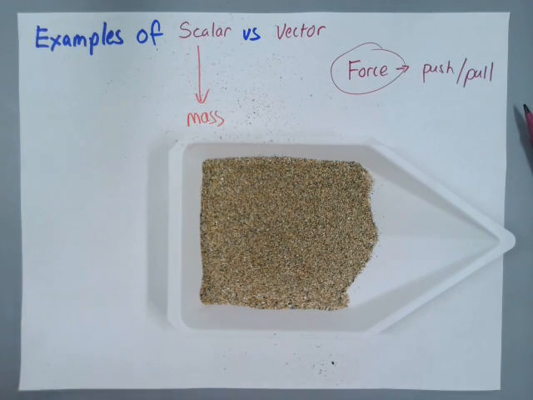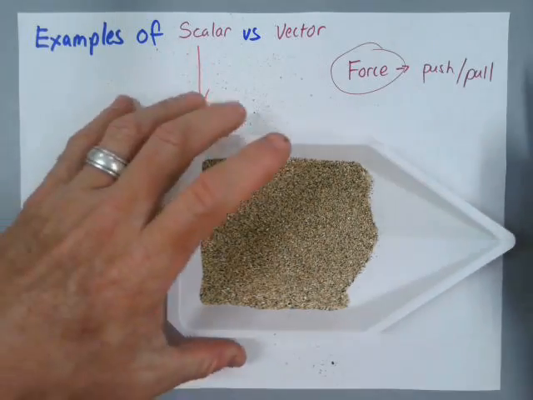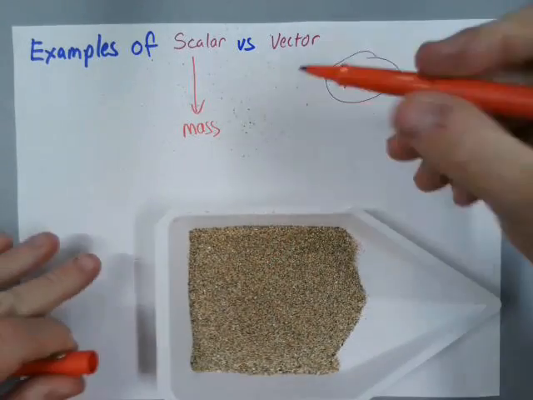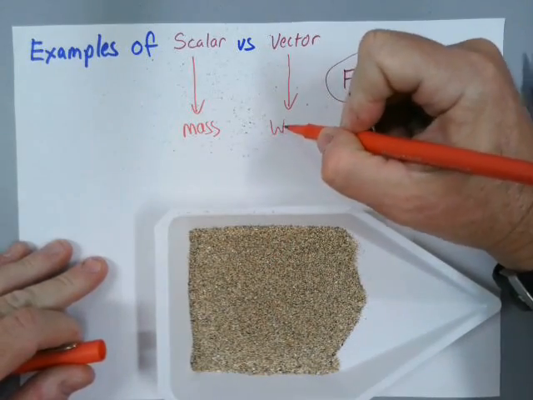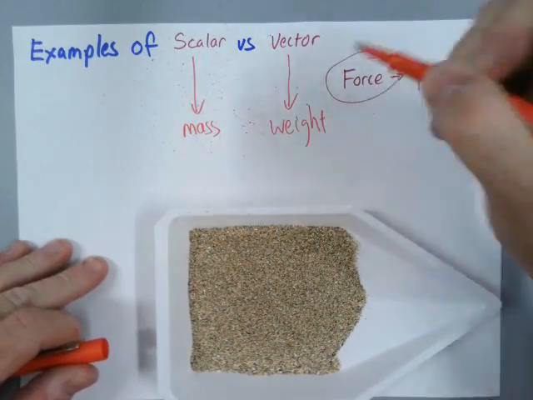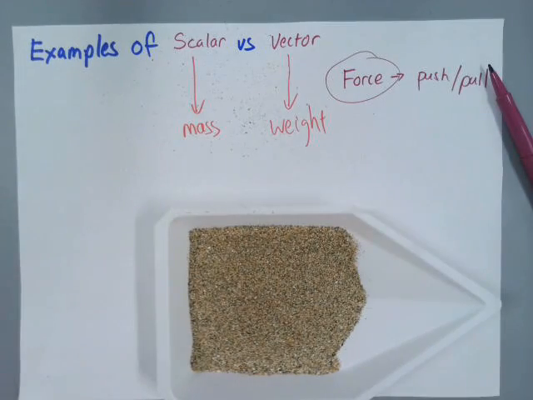You step on a bathroom scale, your weight is pulled down. It's never pulled up. It's never pulled side to side. A bathroom scale only works if your weight is pushing down on top of it. So a vector quantity that corresponds to mass would be weight, because weight only works down.